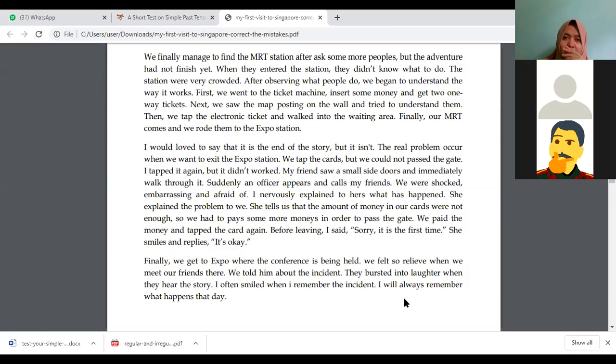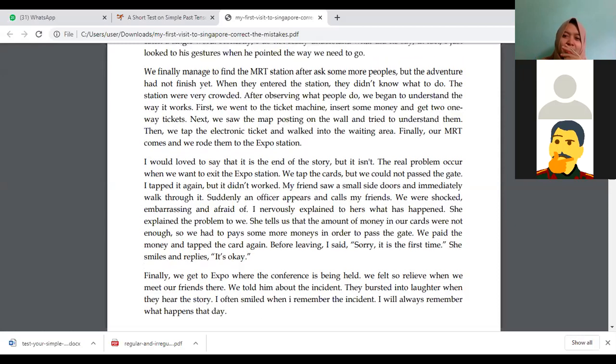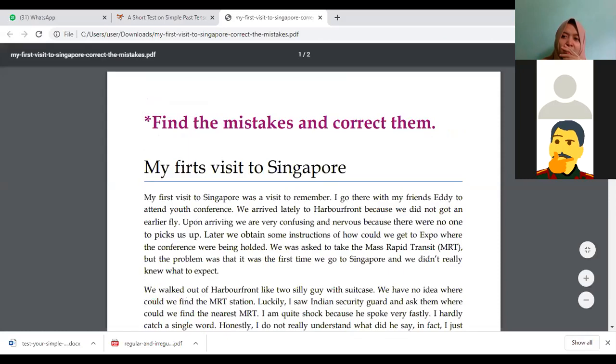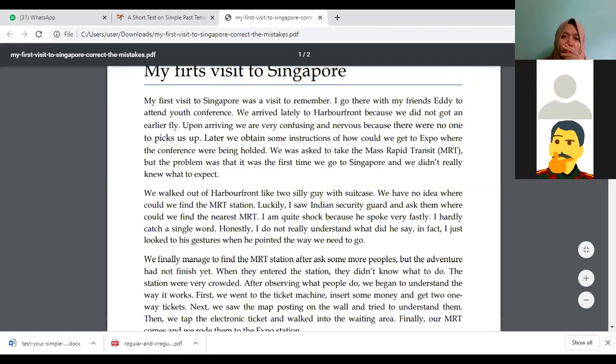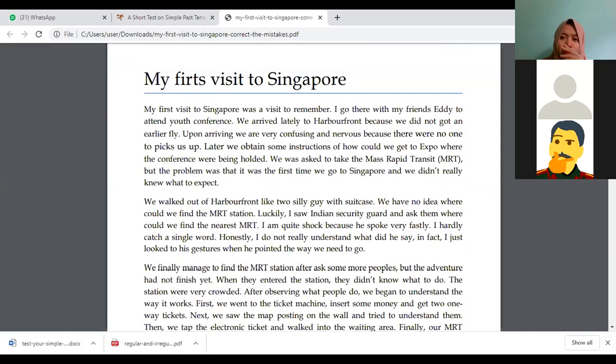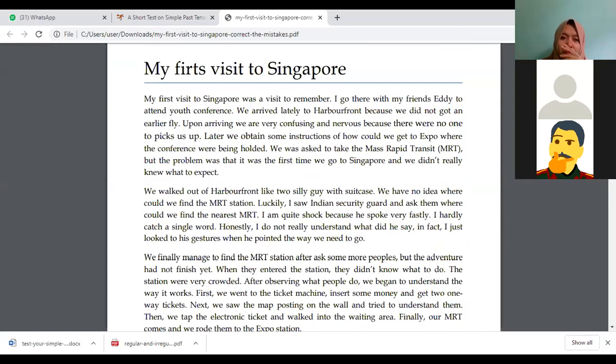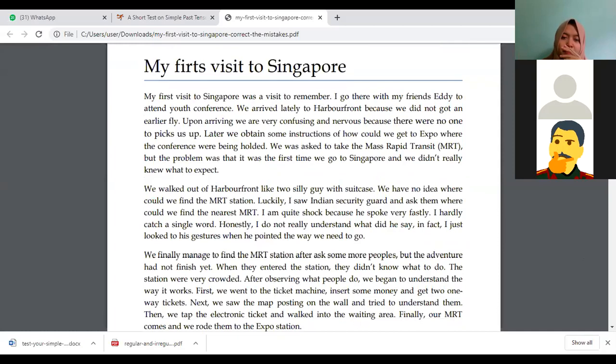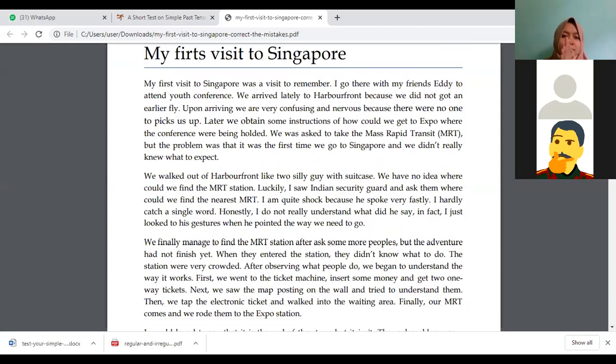Okay, is that easy? No, because this is about structure. Okay, my first visit to Singapore. Which one is the orientation? Which paragraph? Hello guys, Nita and Satria, which paragraph is the orientation?